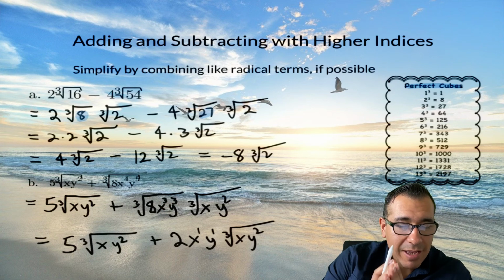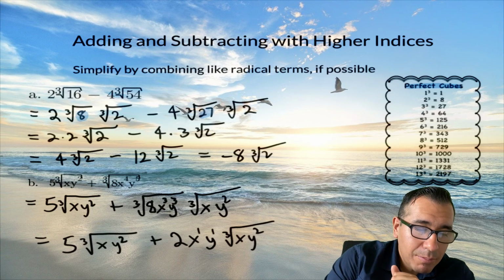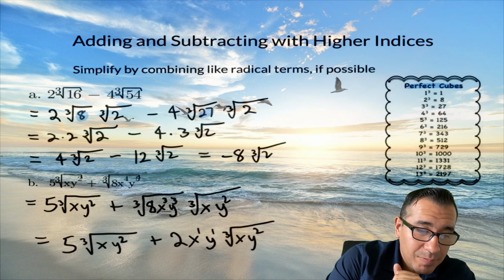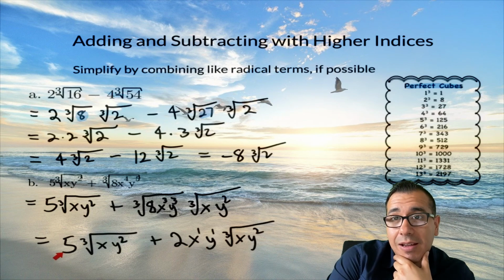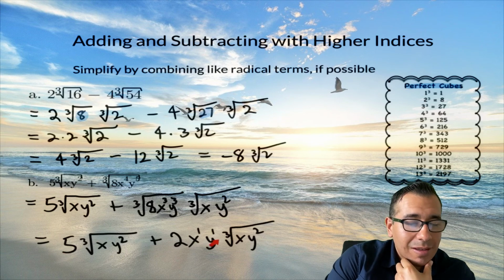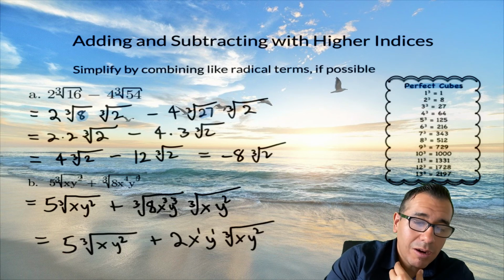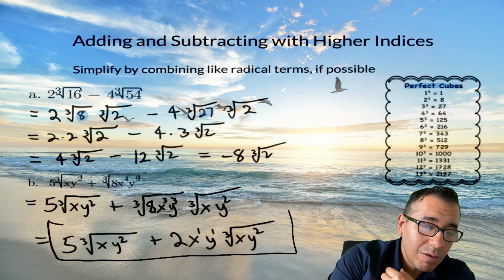All right, now we ask ourselves, okay, can I combine these? Are these like radicals? Well, they have the same index, they have the same radicand, but look on the outside here. I have 2xy. Look on the outside here. I have 5. Those I cannot combine. So we are finished. That's as far as we could go, folks.